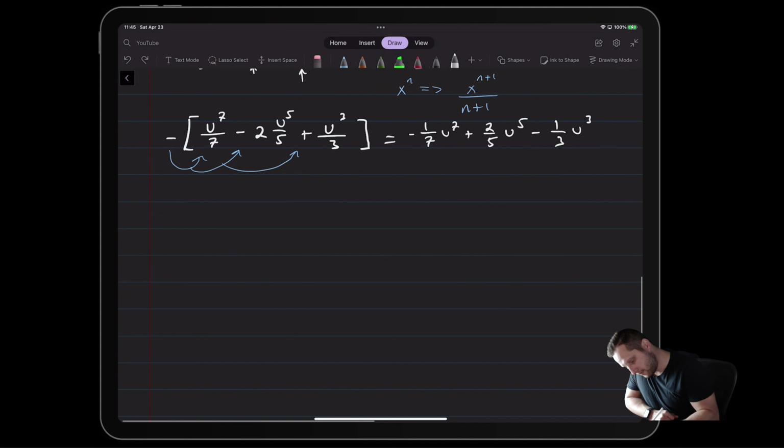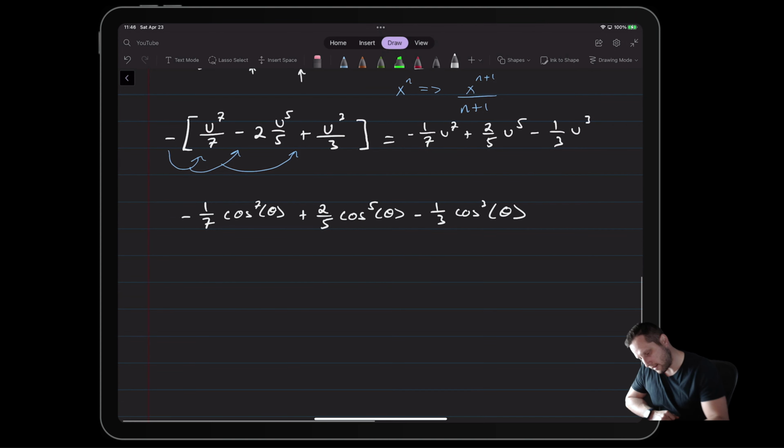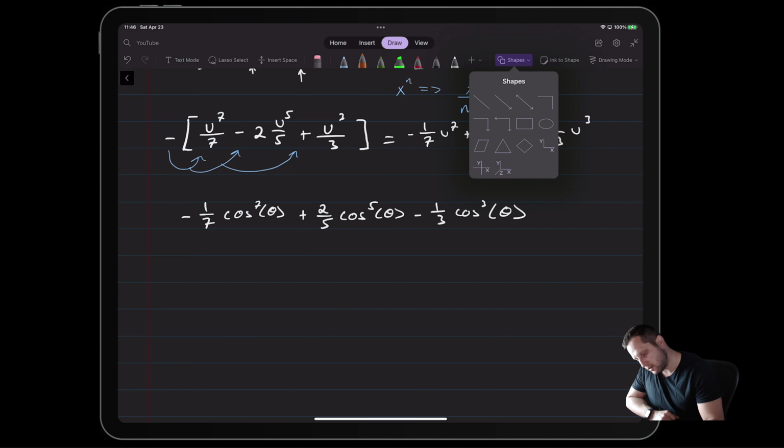So then we have -1/7 times u, which is equal to cosine theta to the 7th. So this is going to be cosine to the 7th of theta plus 2/5 times cosine to the 5th of theta minus 1/3 cosine to the 3rd of theta. And this will be your answer.